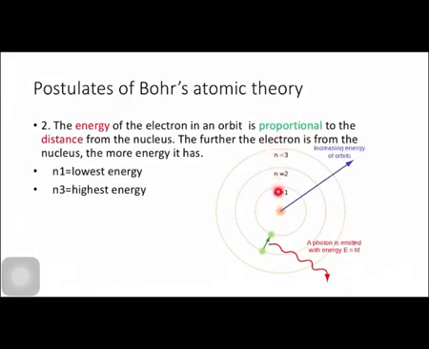So let's suppose that the energy value of N1 is 5, the energy value of N2 is 10, and the energy value of N3 is 15. These are just supposed values for your understanding, not actual values. Here this arrow indicates the increasing energy of the orbits.